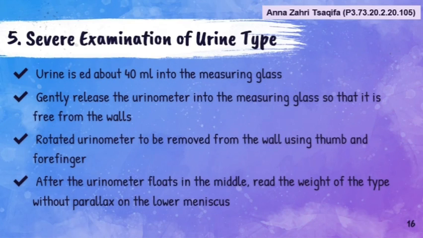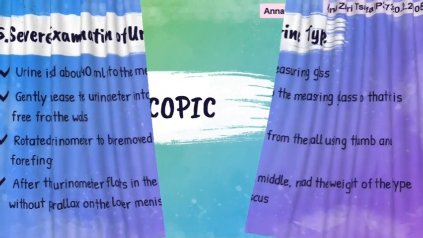Examination of urine specific gravity. First, put urine, about 40 milliliters, into the measuring glass. Second, gently release the urinometer into the measuring glass so that it is free from the walls. Third, rotate the urinometer to free it from the wall using thumb and forefinger. Last, after the urinometer floats in the middle, read the specific gravity without parallax at the lower meniscus.